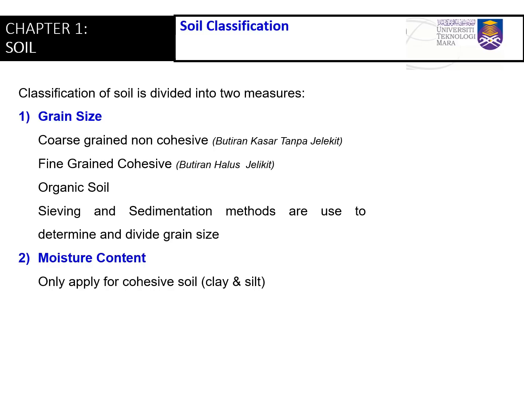Moisture content only applies to cohesive soil, clay and silt. So if you've seen the video I've given you on Prop Macintosh, at the end of it, you need to collect a sample of soil, and we use an oven to measure the moisture content. If you take sand, the water flows easily, so moisture content is normally used for cohesive soil.